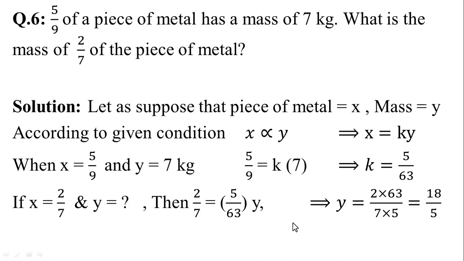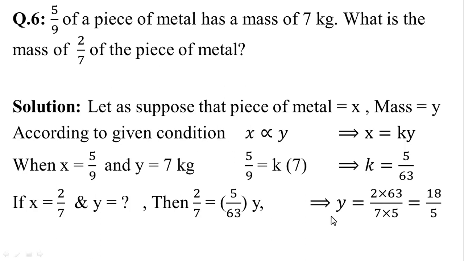This implies that 63 is multiplied on the other side and 5 is divided on the other side. We will take the reciprocal. Y is equal to 2 multiplied by 63 upon 7 multiplied by 5. Now simplify this relation. 7 ones are 7 and 7 nines are 63. We will multiply, 9 twos are 18. The final answer of Y is equal to 18 upon 5.